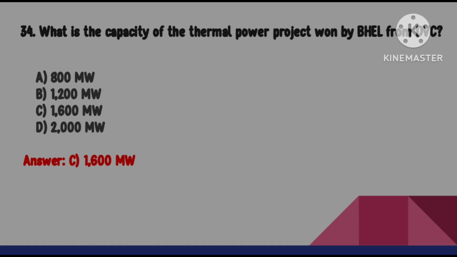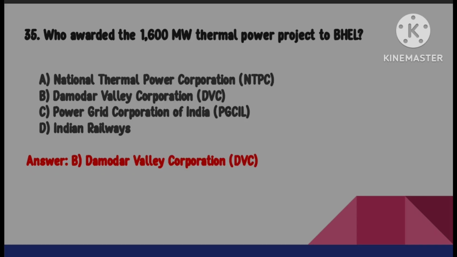Option C. 1600 megawatts. Option D. 2000 megawatts. And the right answer is option C. 1600 megawatts. And the next question is, who awarded the 1600 megawatts thermal power project to BHEL?